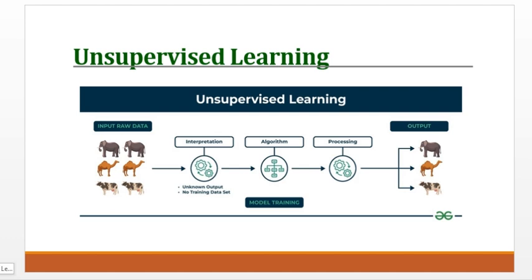Here's the entire process of unsupervised learning. We have the raw input data. We first send it to interpretation, which has unknown output and no trained data set. It is sent to the algorithm to learn for model training. The algorithm processes all the data and it classifies the output based on similarities and differences.